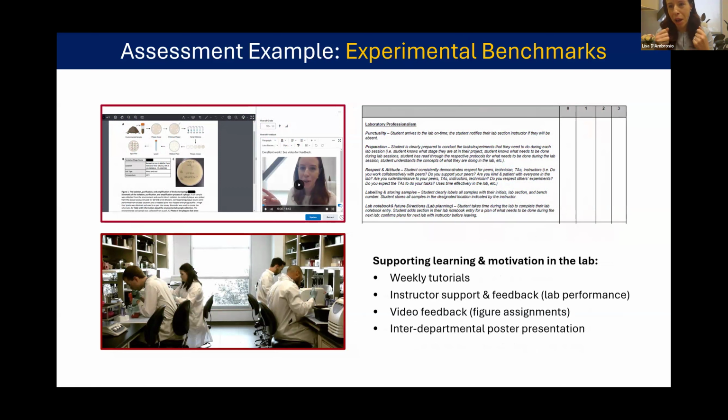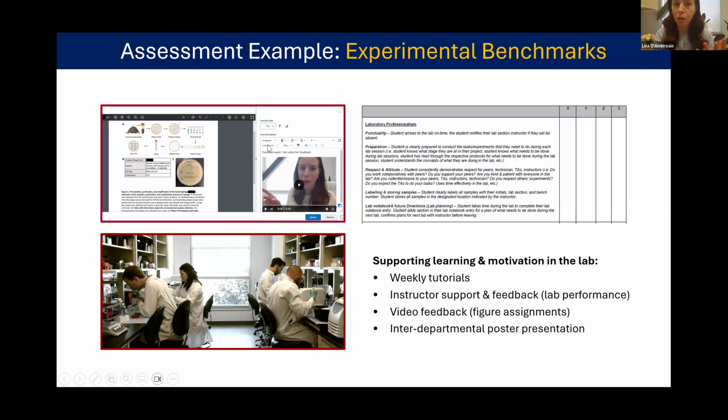Also, an incentive to help keep motivation high in the lab through the semester is a series of figure assignments. So rather than traditional lab reports, we have a series of figure assignments whereby students are required to gather some of the data they've been collecting, positive, negative data, or whatever they have, and put it together into a figure and corresponding caption.